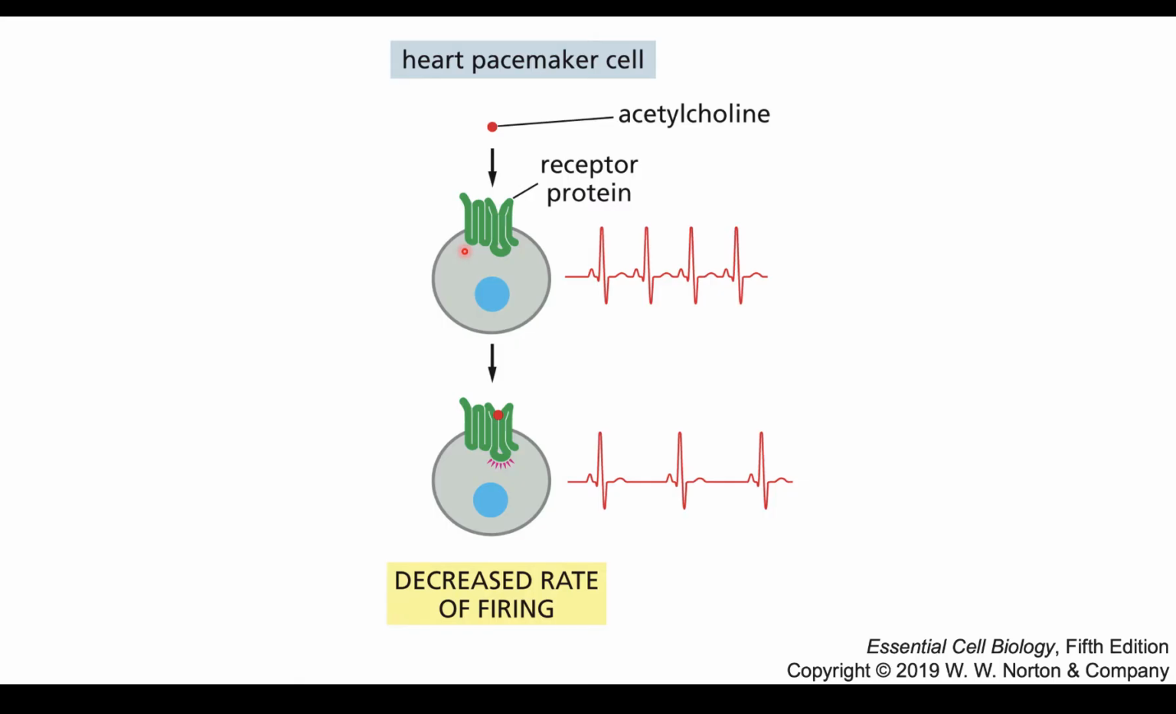First, we have a heart pacemaker cell, a cell that's going to regulate the speed at which the heart is contracting. We can see the receptor protein here. Here's the signal acetylcholine, and we're showing a decreased rate of firing of the cell.